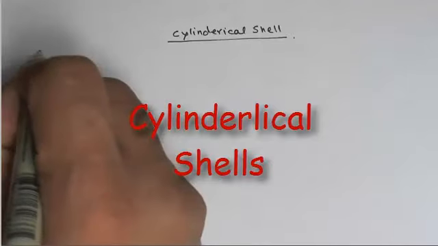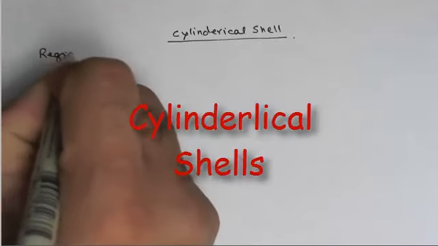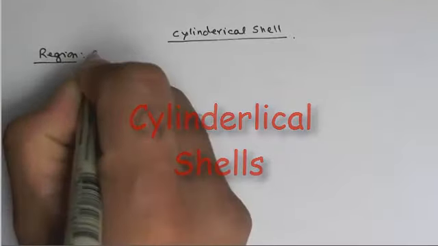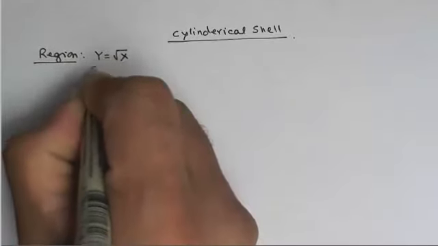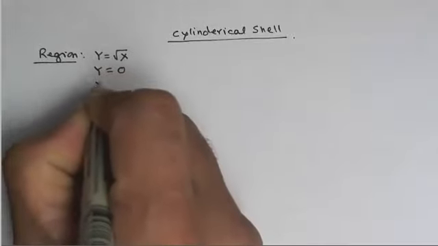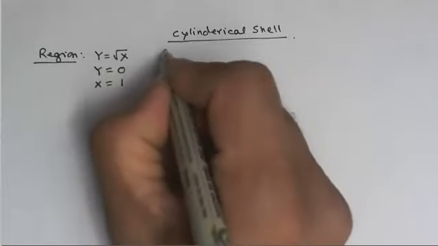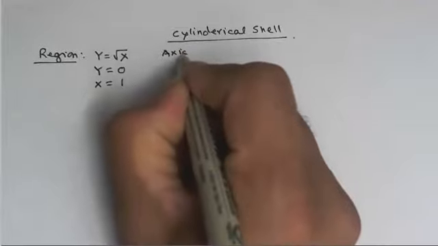Okay, I'm going to explain the method of cylindrical shells for calculating volumes. So let me just tell you what the region is, what the axis of rotation is, and what the figure looks like. And I'm going to speed this up because by now you guys probably know how to do this part.